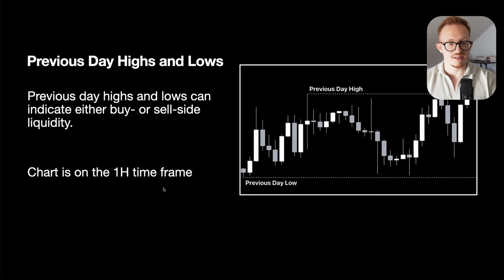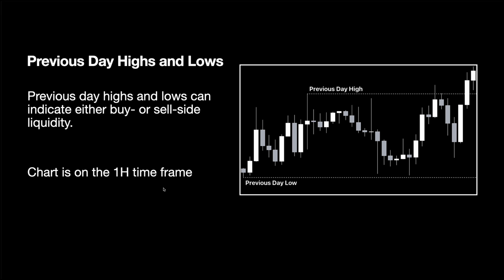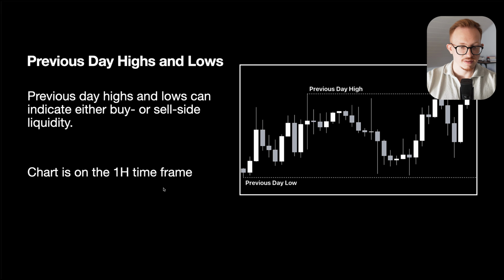Next, we have our previous day highs and lows. So previous day highs and lows can indicate either a buy or a sell side liquidity. This chart is taken on the 1 hour time frame. As you can see, when the previous day high gets taken out, we have that huge reaction to the other side. Again, from this point, we are not going to look for a whole switch in bias. We are just expecting that reaction.